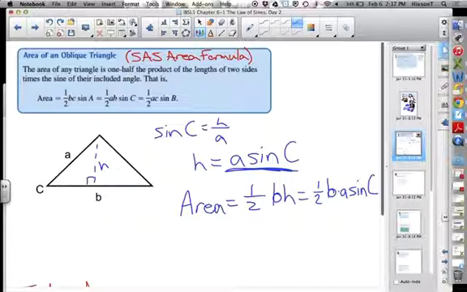And then just out of habit, we usually put it in alphabetical order. Okay? 1/2 A times B times the sine of C. Since it's multiplication, we can reorder it. Alright? So there's our area. You guys derived that yourselves yesterday when you did the challenge problem. Okay? And that was impressive. A lot of you got that on your own. That was great.